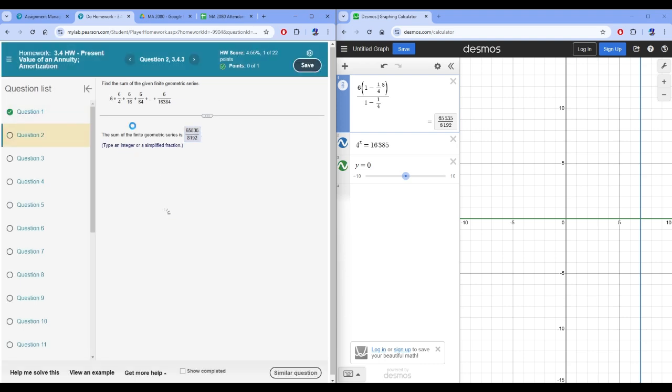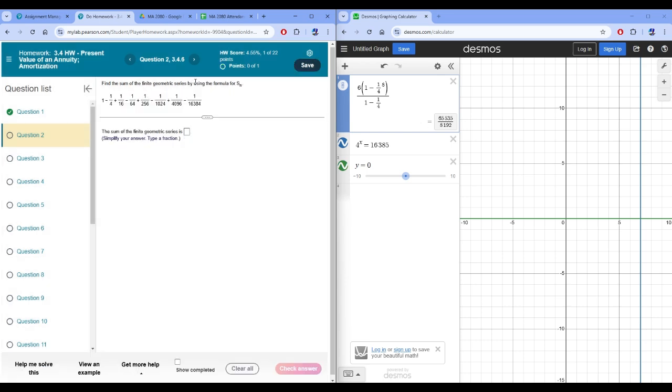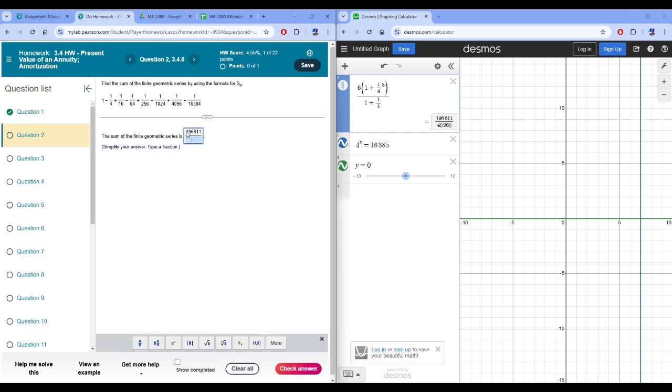Cool. All right. Find the sum of the finite series for S. So this is 1, 2, 3, 4, 5, 6, 7, 8. The only difference is the ratio can be negative, so then this will be a plus. This will be a plus. 1, 2, 3, 4, 5, 6, 7, 8 terms. It should be that number: 196611 divided by 40960.